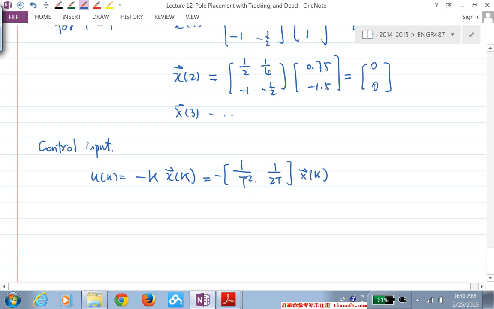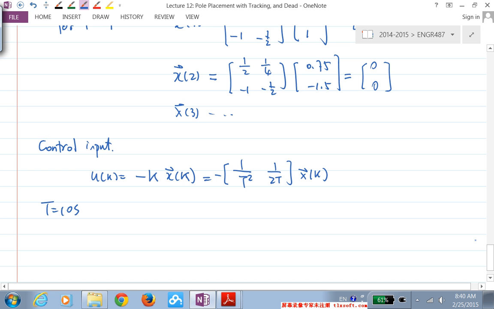Okay, so let's see. I'm going to pick 3 different sampling times here. First, I'm picking t equal to 10 seconds, and t equal to 1 second, like what we just did, and t equal to 0.1 second. So for t equal to 10 seconds, what's the value of u0 starting from the first step? What is u0 equal to? This quantity times x of 0.